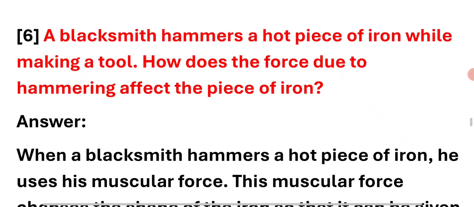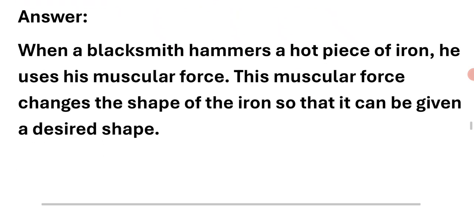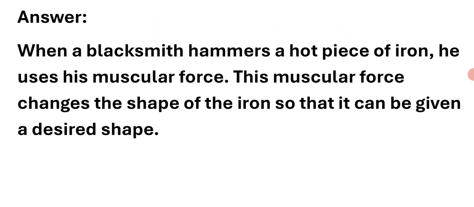Question number 6. A blacksmith hammers a hot piece of iron while making a tool. How does the force due to hammering affect the piece of iron? Right answer. When a blacksmith hammers a hot piece of iron, he uses his muscular force. This muscular force changes the shape of iron so that it can be given a desired shape.